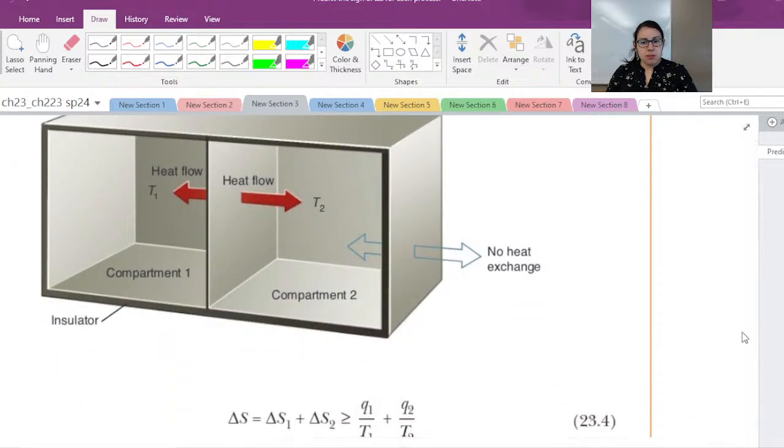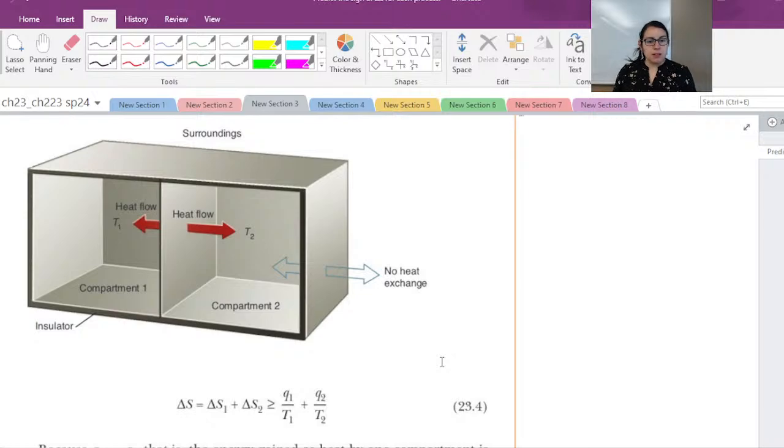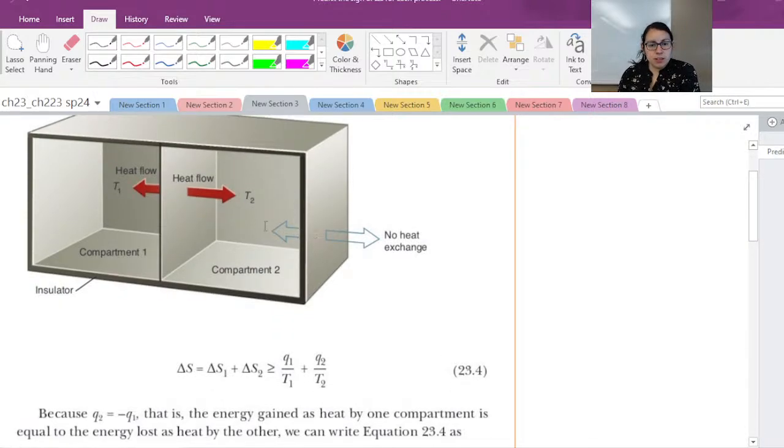All right, so now we're looking, here's our surroundings. So this is just our recap here. So our two systems, there's no heat exchange between our environment and our system here. So now we're just measuring our heat flow.